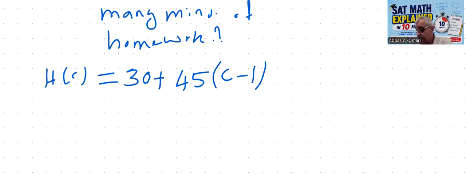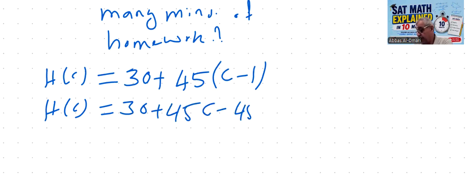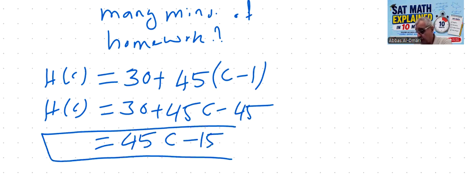So H of C, number of minutes as a function of the number of classes, is 30 plus 45C minus 45, which equals 45C minus 15. So this is the solution. So we expressed the number of minutes of homework in terms of the number of classes. So this is the solution to this question.